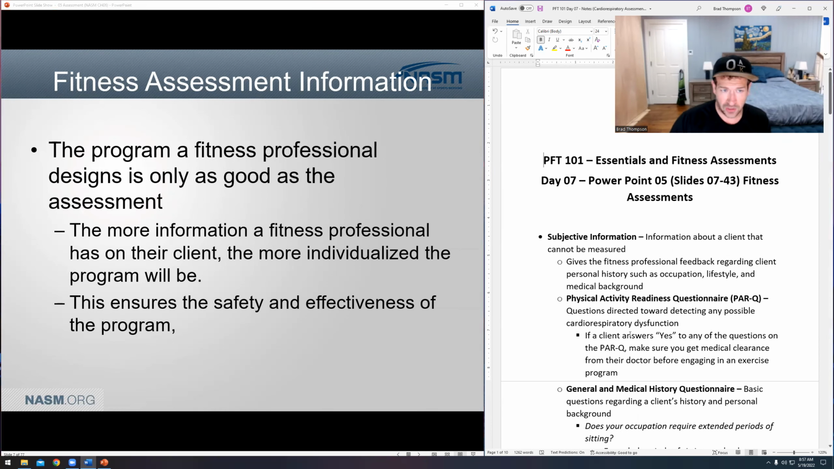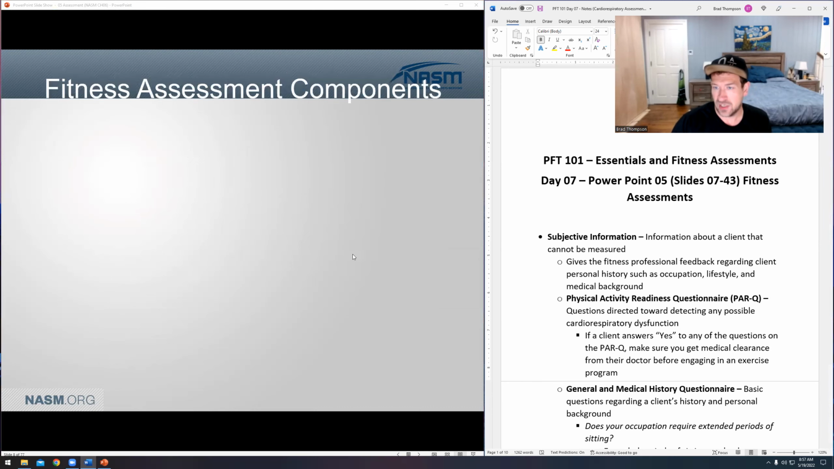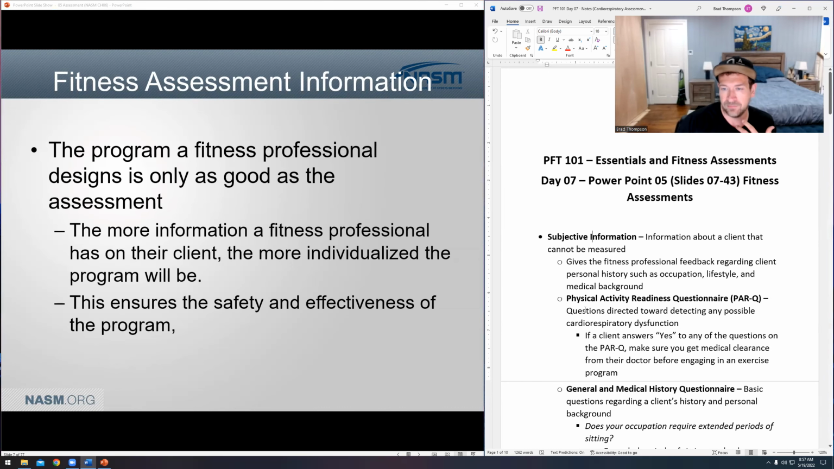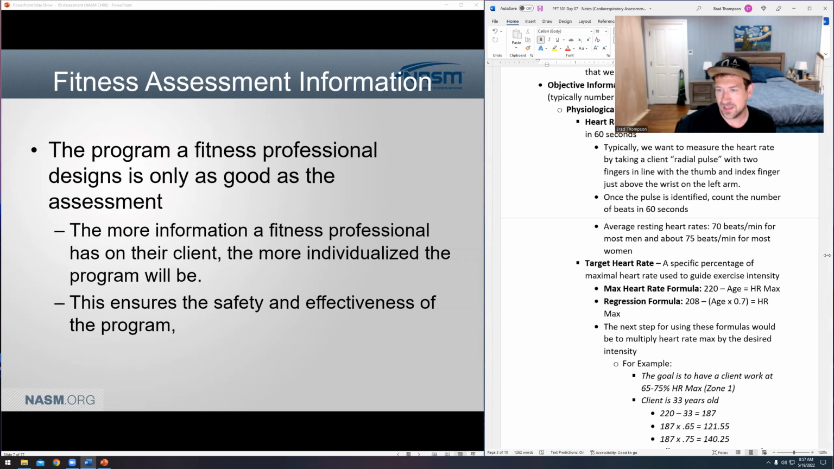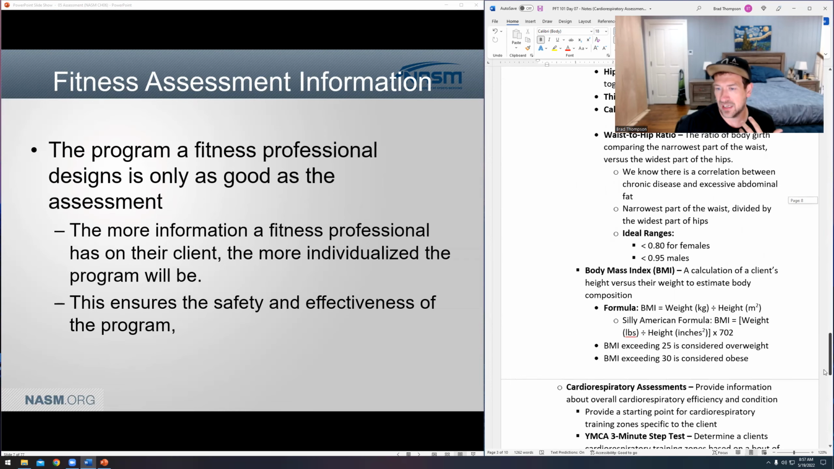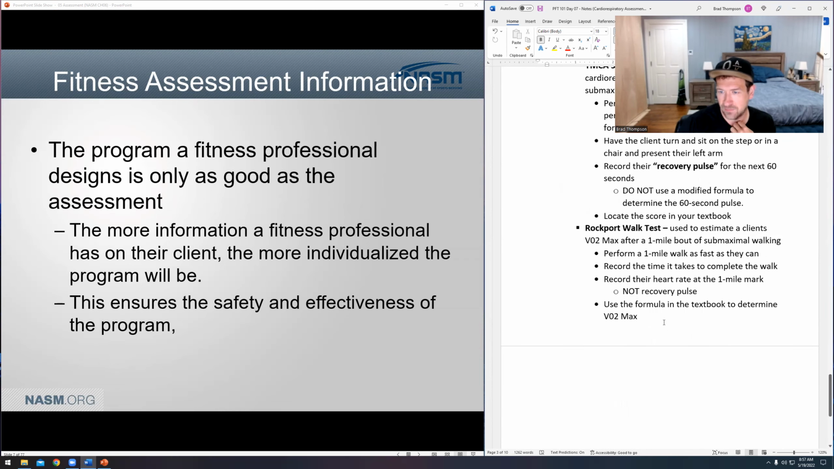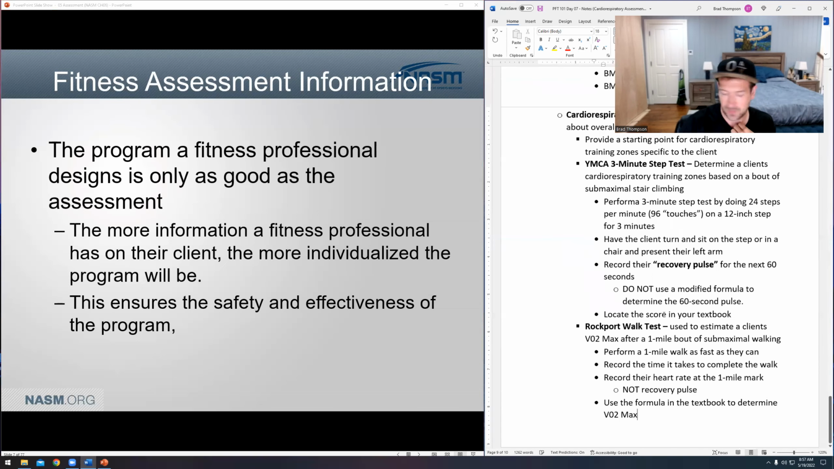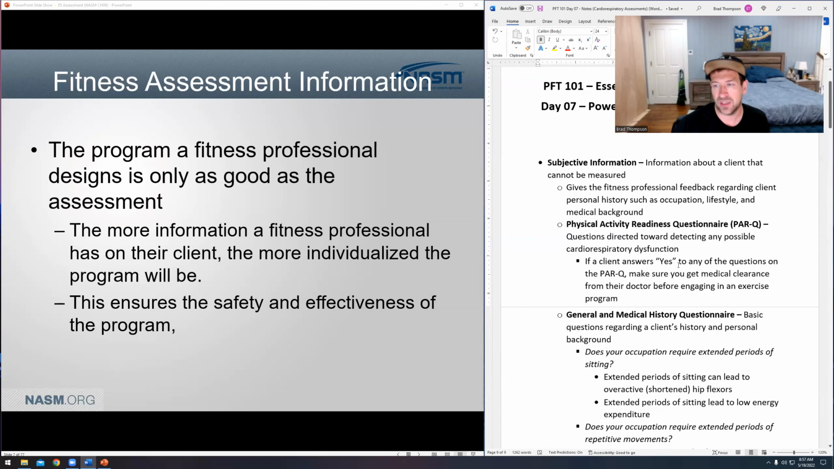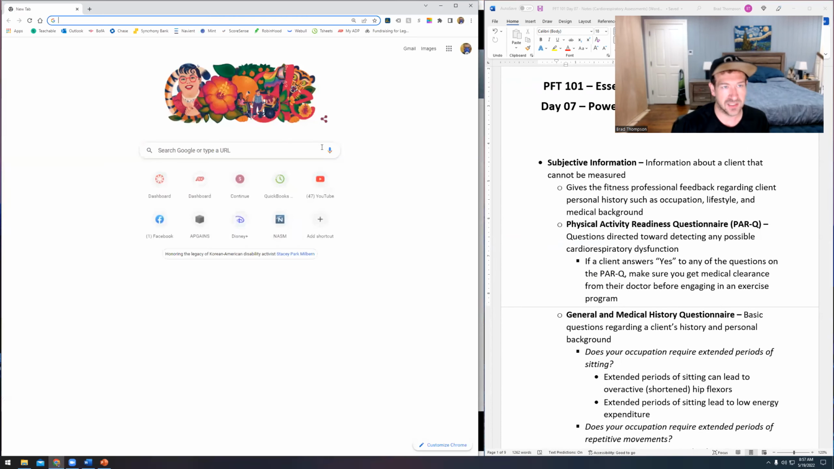So looking at our general information here, right? If we're looking at our fitness assessments, and we're looking at understanding the cardiovascular system. Actually, let me delete some of that extra space down here at the bottom. First thing we're going to gather when it comes to subjective information is just information about our client in general, right? So the subjective stuff, and actually, let's go to NASM's website here.